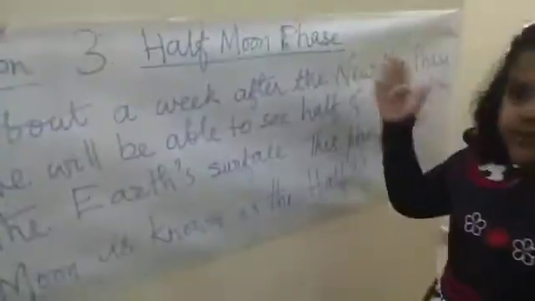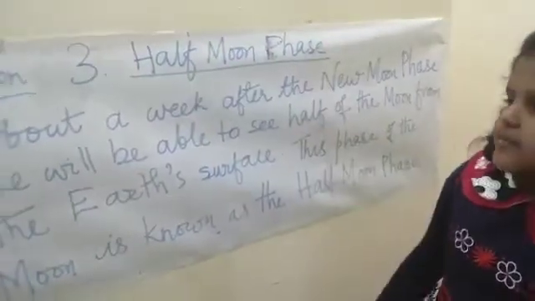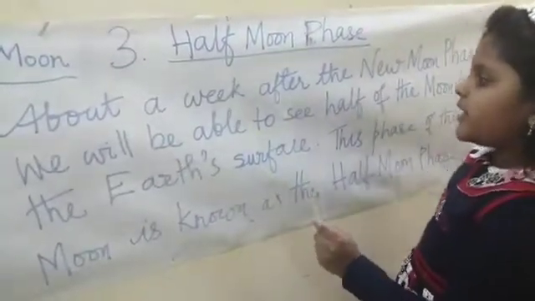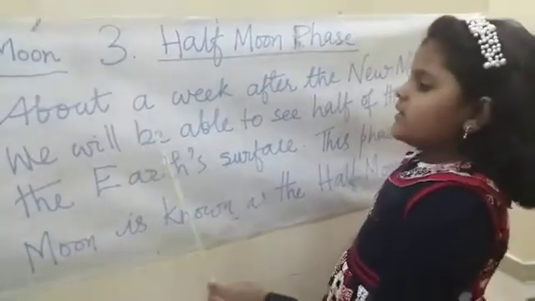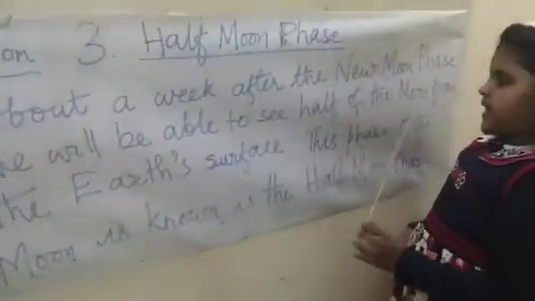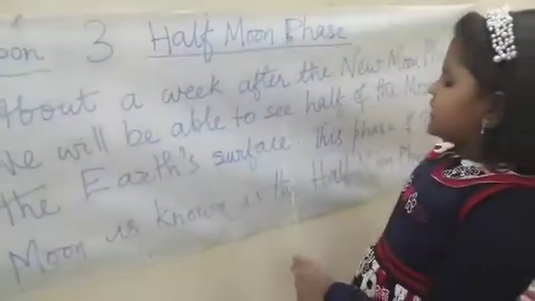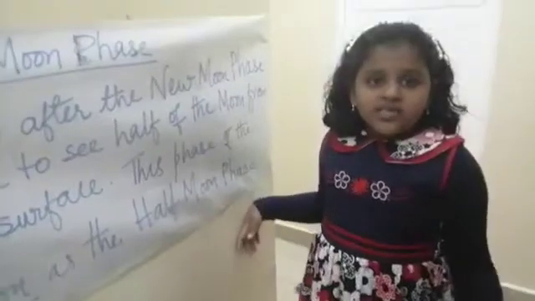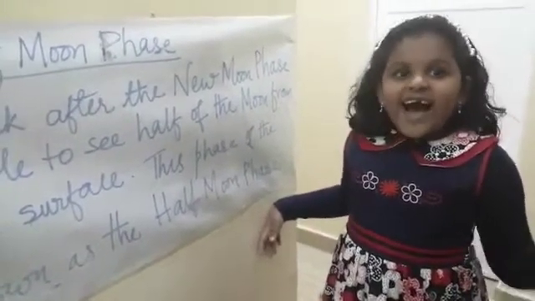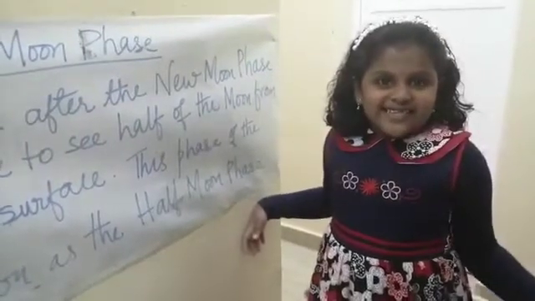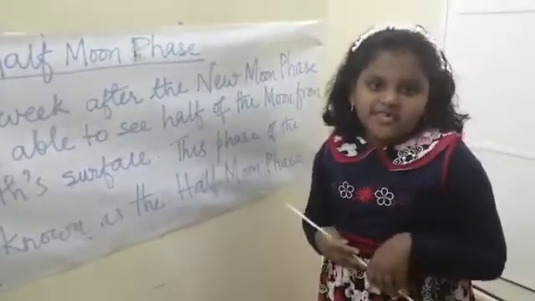This third phase of the moon is called half moon phase. About a week after the new moon phase, we will be able to see a half of the moon from the earth's surface. This phase of the moon is known as half moon phase. I hope you have understood this much.